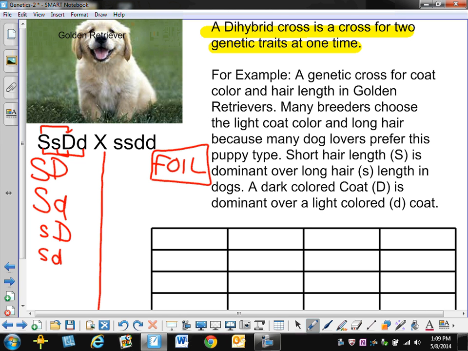All right, so this is where we're crossing. So we're going to do FOIL on this side. So first, little s, little d. Outside, little s, little d. You guys should be writing this down. Inside, little s, little d. Outside, little s, little d. They're all the same because it's a homozygous match.